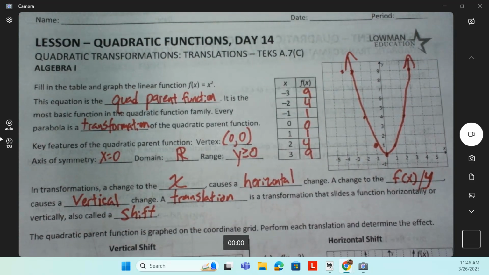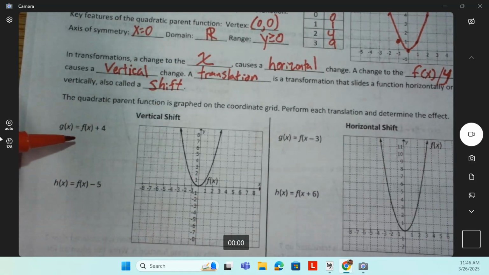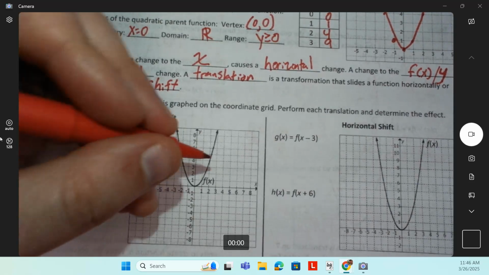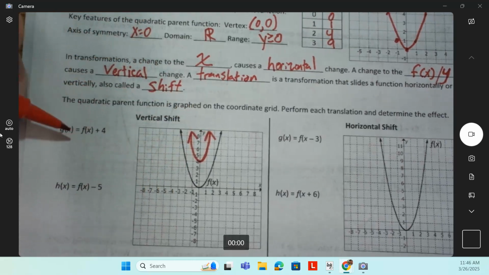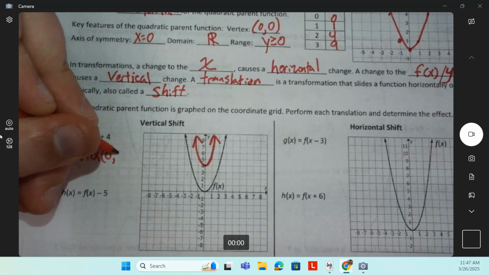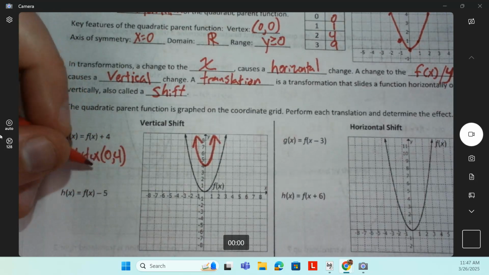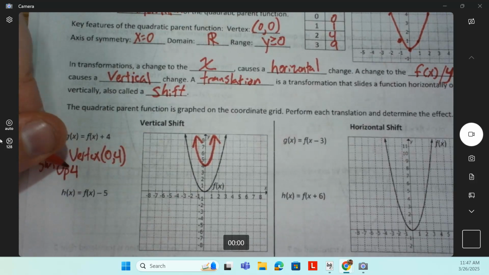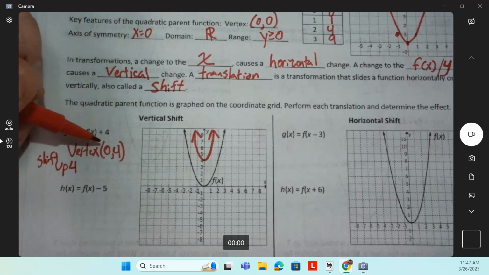So looking first at a vertical shift down here. If I do +4, that takes the k value from 0 to +4, and moves it up. And so the vertex is now 0, 4, and that goes up, shift up 4. That would also change my range to be y is greater than or equal to 4.